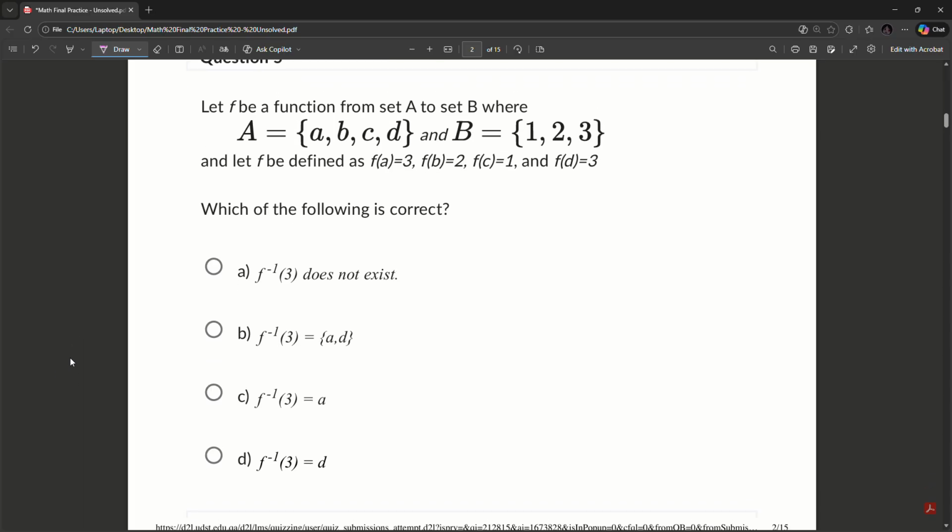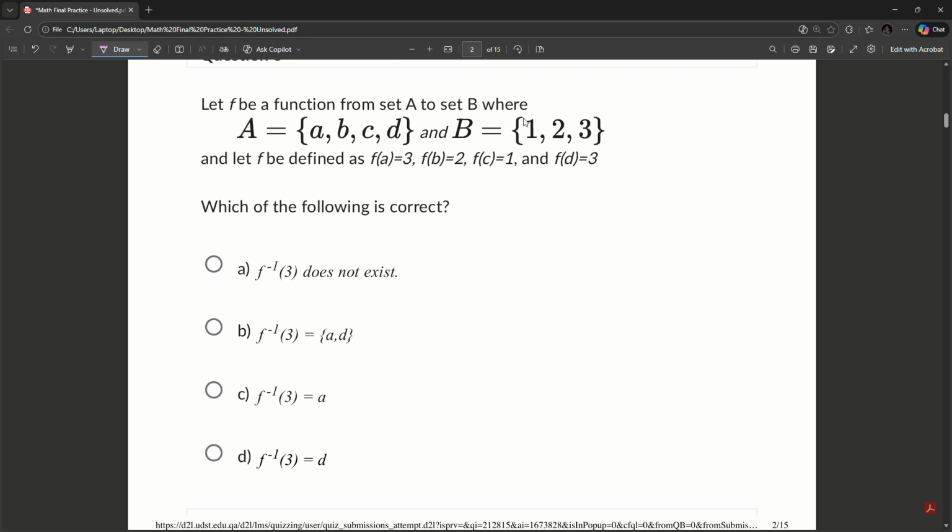Now, let f be a function from set A to set B, where fa equals 3, fb equals 2, fc equals 1, and fd equals 3. Which of the following is correct? So the f inverse.